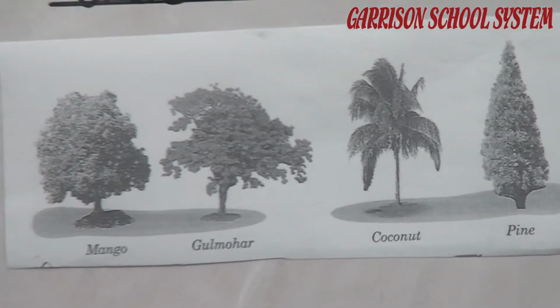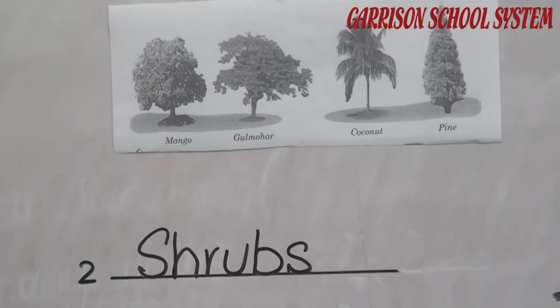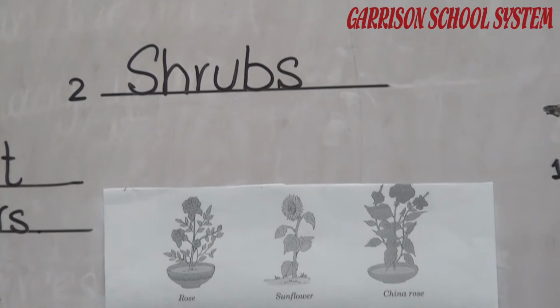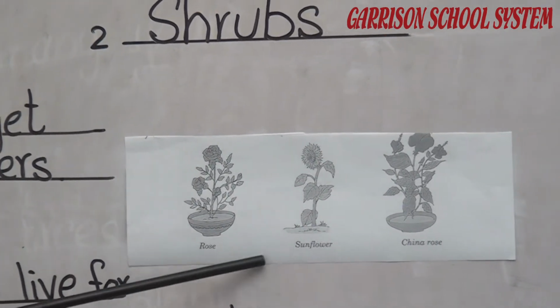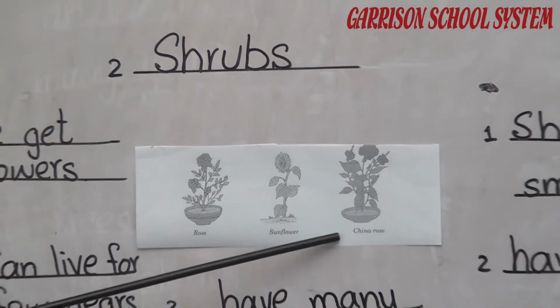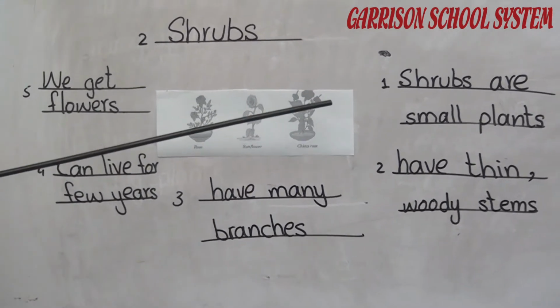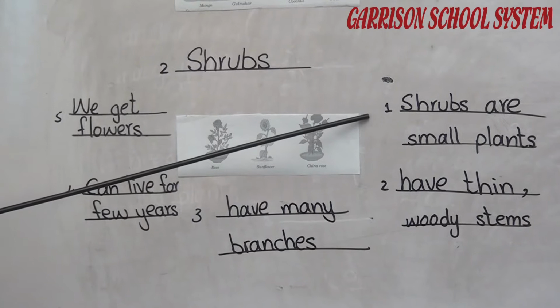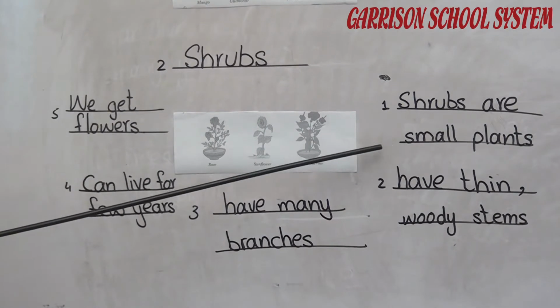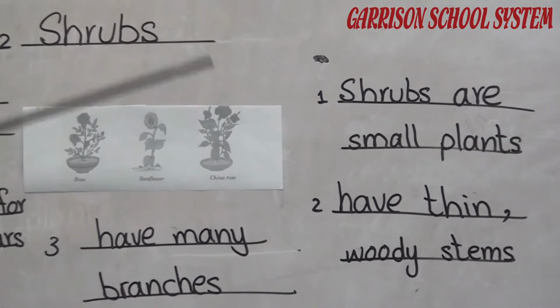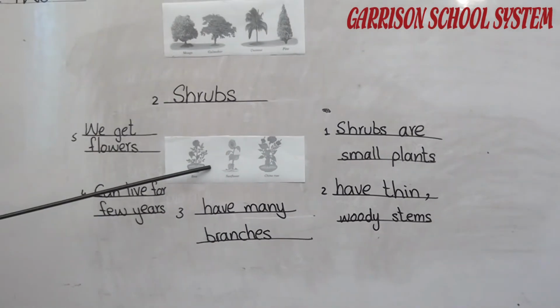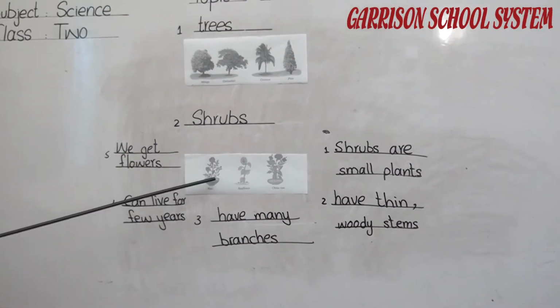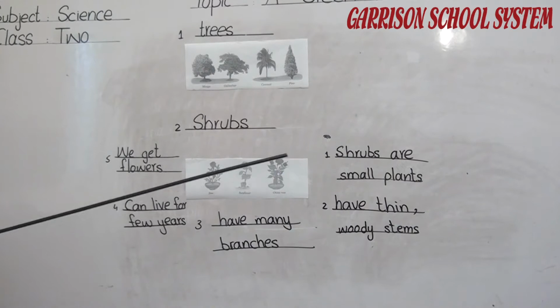The second type of plant is shrubs. You can see different pictures here. Rose plant, sunflower, China rose. We read their points one by one. You know that there are different types of plants. Shrubs are small plants. And you can see the difference between the trees and the shrubs. Trees are big plants and the shrubs are small plants.